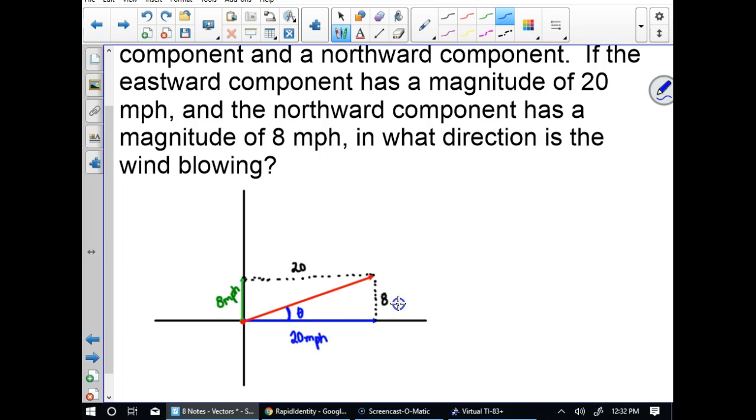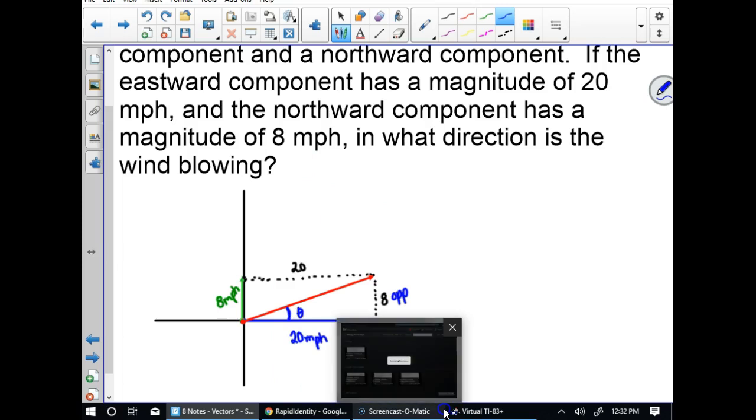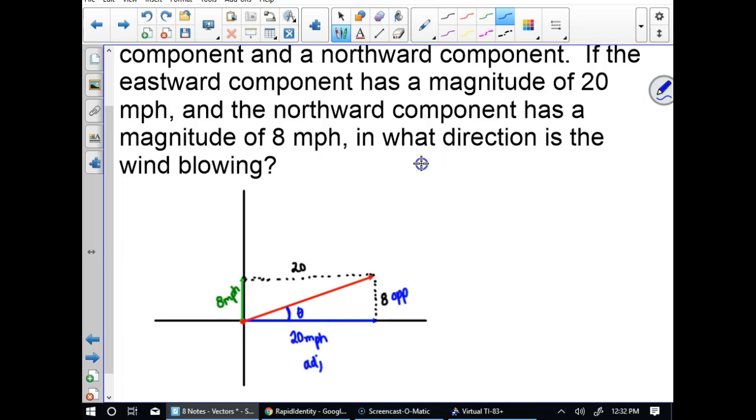So we know 8 and we know 20. Destiny, 8, is that opposite, adjacent, or hypotenuse? It is opposite. And Liliana, 20, opposite, adjacent, or hypotenuse? Adjacent. So, Matt, if we have opposite and adjacent, what should we use? Sine, cosine, or tangent? Tangent, right? So we will say tangent of theta equals 8 over 20.